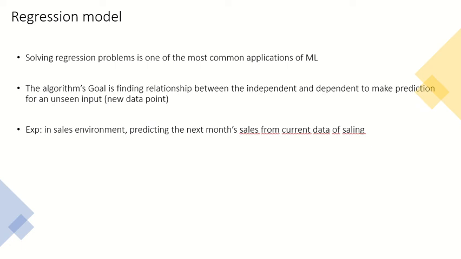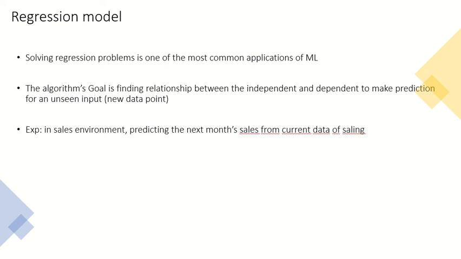And now about a regression model. A regression model is a simple problem that we can solve by using machine learning. And the algorithm is designed to find a relationship between an independent and a dependent variable. The independent variable is our input x and the dependent variable is our output y. And we should find a function or line which can describe the relationship between inputs and outputs by minimizing error.